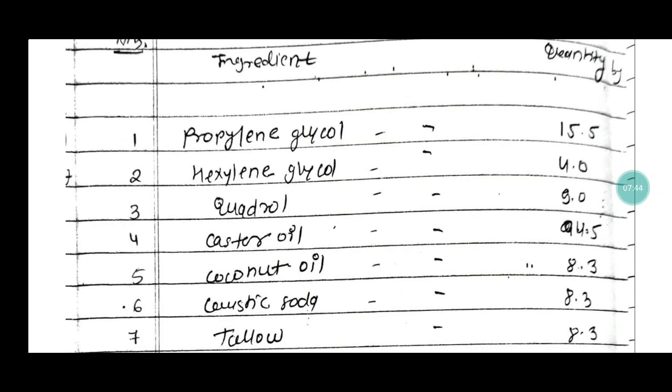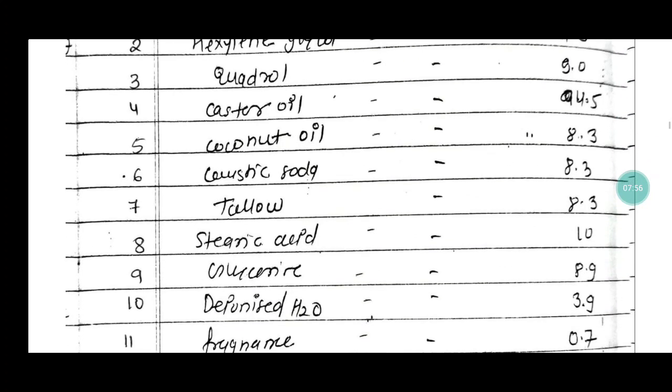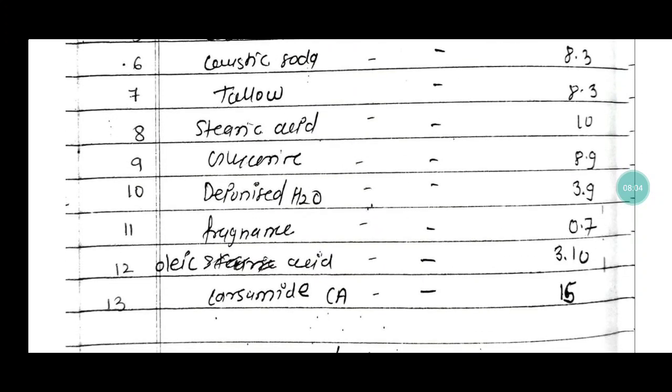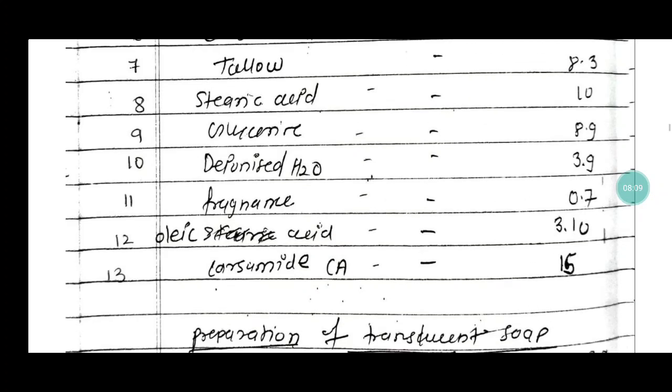So the next question: write the formulation and preparation of translucent soap. The ingredients and quantities are given below: propylene glycol, ethylene glycol, cordial, castor oil, coconut oil, caustic soda, tallow, stearic acid, glycerin, deionized water, fragrance, oleic acid, and carcimide Ca.